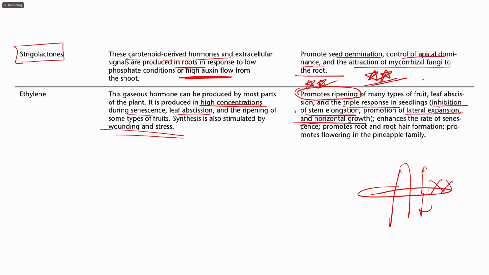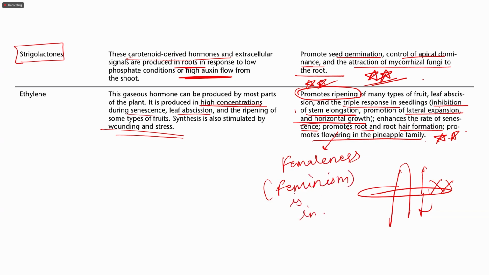Enhances the rate of senescence, promotes root and root hair formation, promotes flowering in the pineapple family. We know it causes femaleness. That is, feminism character is induced. Feminism is induced, right? So these are the characteristics of ethylene.